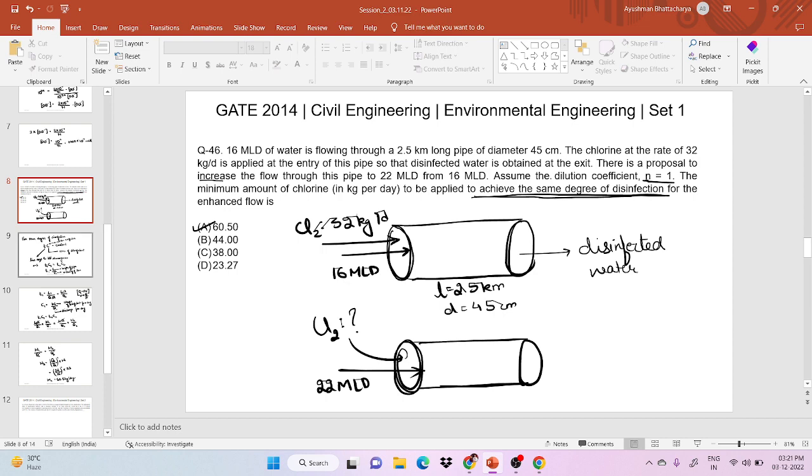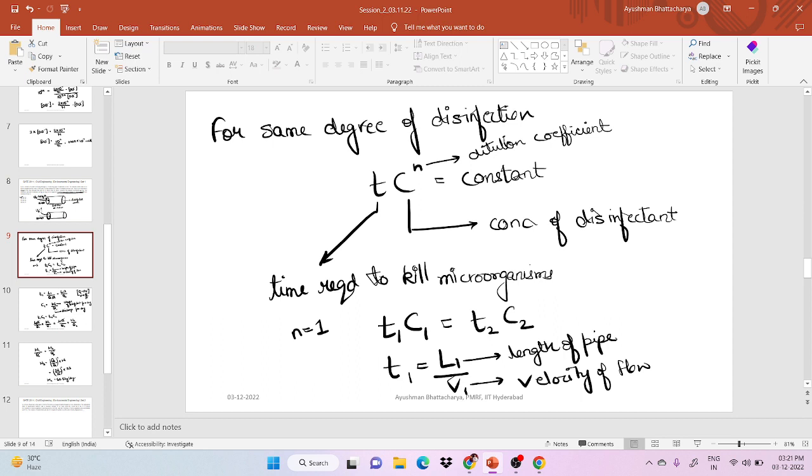For the same degree of disinfection, the product of time and concentration is equal to a constant. T is the time required to kill microorganisms, C is the concentration of disinfectant. Since it is a constant, we can write T1 C1 equals T2 C2. Now, nothing is mentioned in the question regarding the time, so we can substitute it as L by V, that is length of pipe by velocity of flow.